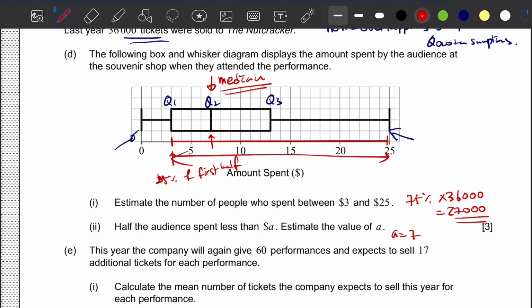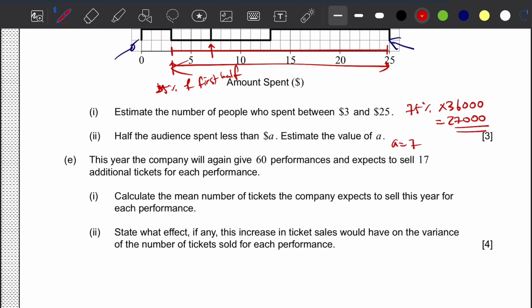Then question E(i). This year the company will again give 60 performances and expects to sell 17 additional tickets for each performance, right? So in question i, we need to calculate the mean number of tickets the company expects to sell this year for each performance. To solve it, we can use two different methods.